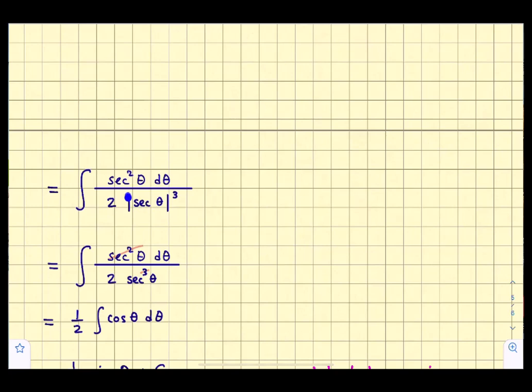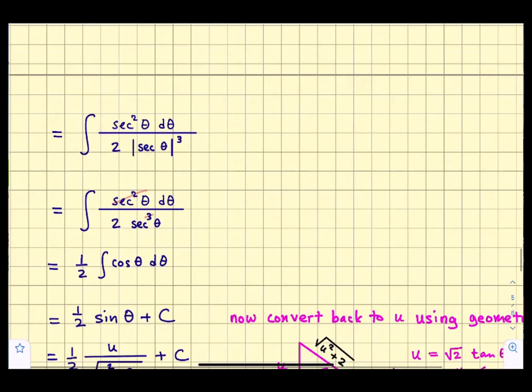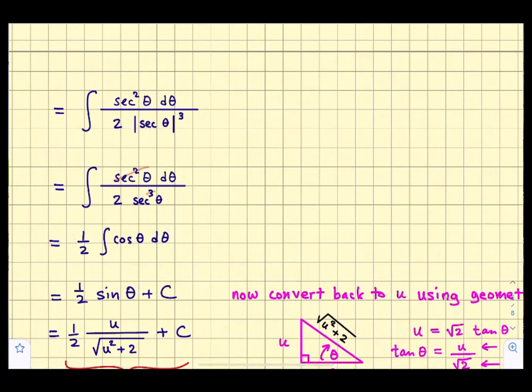So secant, the absolute value of secant theta is just secant theta, and it's still cubed. Here we have 2 powers of secant. Here we have 3 powers of secant. We'll cancel 2 of those powers. That will leave us with a 1/2 that we'll pull out of the integral. We'll have a secant in the denominator, which when we reciprocate that becomes a cosine theta in the numerator. And we end up with a very doable integral in theta that's 1/2 the integral of cosine theta d theta.